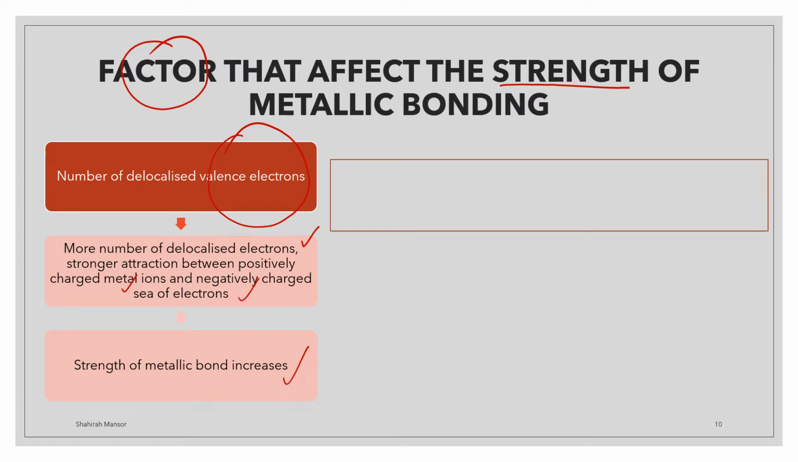Okay, kita recall, apakah itu metallic bonding? Metallic bonding adalah electrostatic force of attraction di antara metal cation and their valence electrons. Okay, so lagi kecil nilai sesuatu cation, okay, lagi kuatlah electrostatic force of attraction di antara that cation dengan its valence electron. So hence metallic bonding will be stronger.